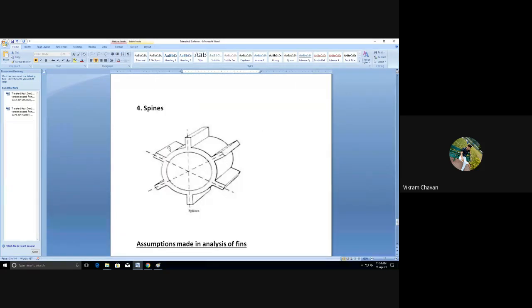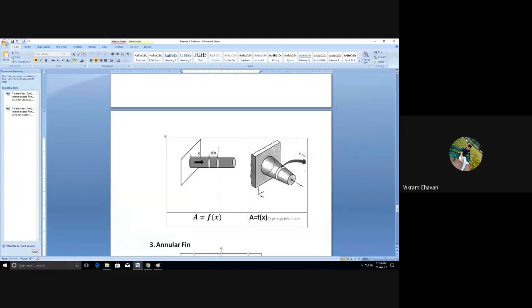Spines, this is one type of fin. This type of fin we have seen in the case of motors. Over the circular surface, the fins are attached to that particular surface, or the surface is extruded from the base surface. So these particular fins are called spines. Okay, so you can draw the diagrams.